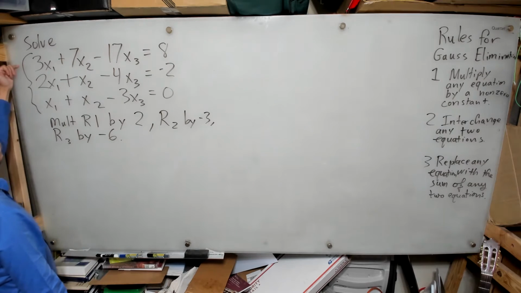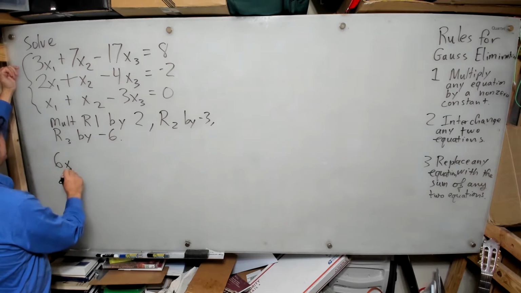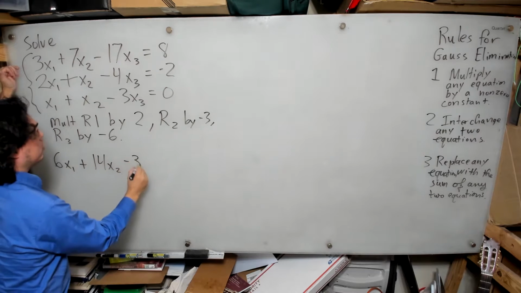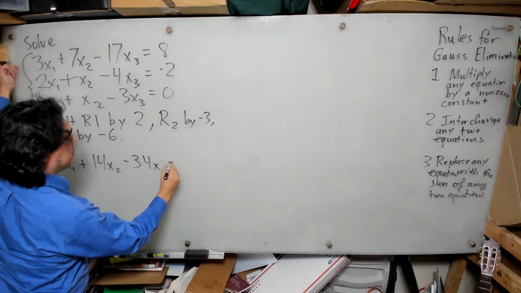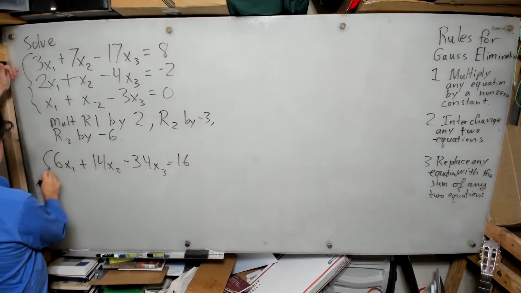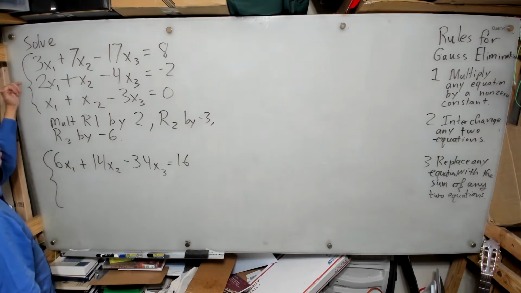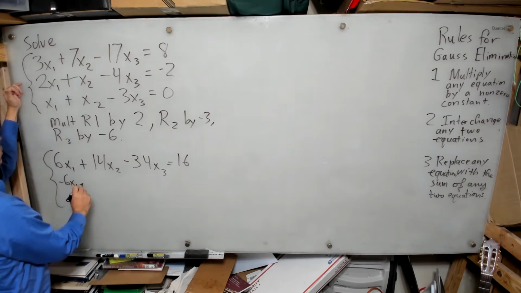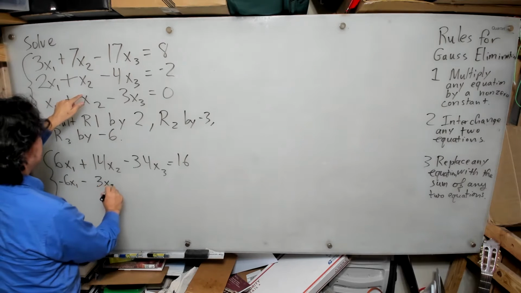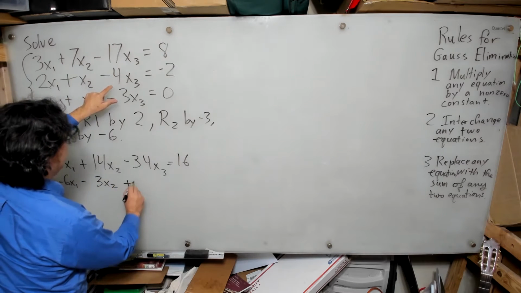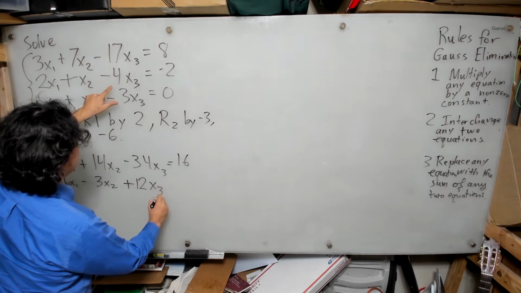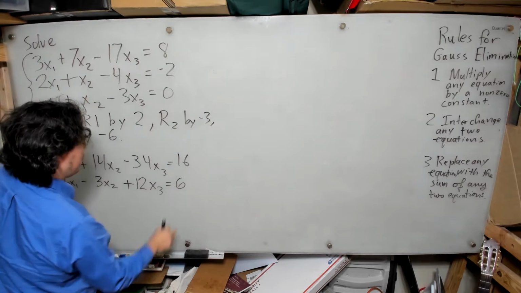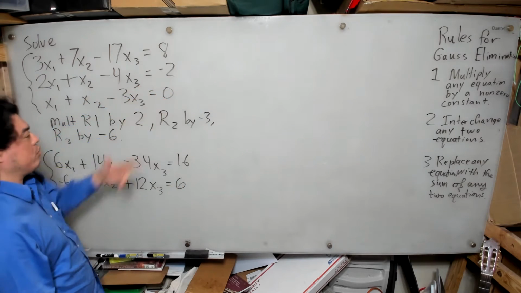Okay, so this first row is going to be multiplied by 2. So that's going to be 6x1 plus 14x2 minus 34x3 equals 16. Okay. My second row, I'll multiply by negative 3. So that'll be negative 6x1 minus 3x2 plus 12x3 equals positive 6. Okay, positive 6, because a negative 2 times a negative 3 is a positive 6.